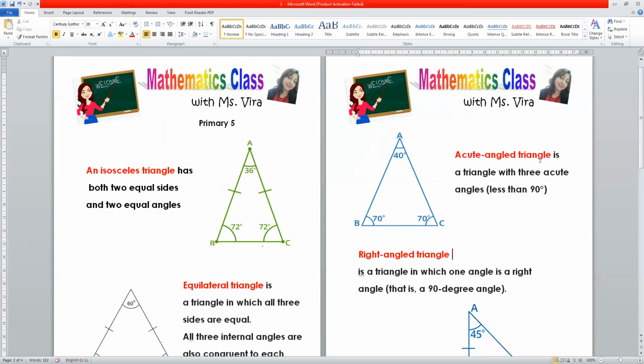The third type of triangle is the acute triangle. An acute angle triangle is a triangle with 3 acute angles. Now we know that an acute angle is an angle that is less than 90 degrees. So an acute angle triangle means a triangle where all the angles inside of the triangle have to be less than 90 degrees. This is the example of an acute angle triangle.